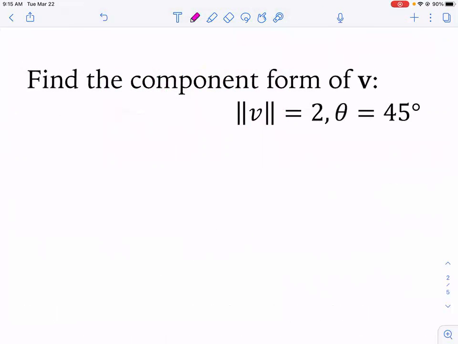Here we go. I want to know the component form of B if the magnitude is 2 and our direction angle is 45 degrees. So go ahead and write down this given information. We'll work through this together.